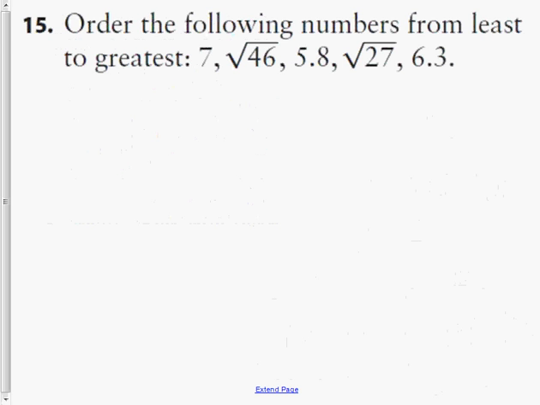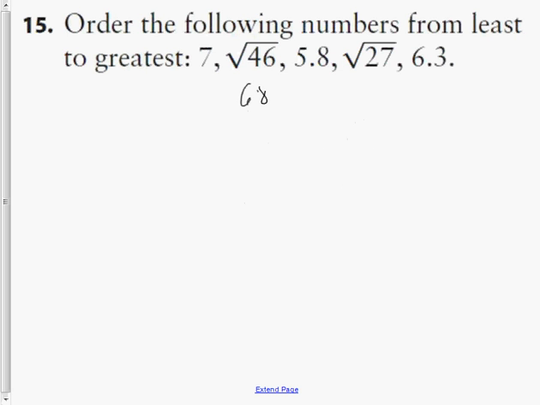Question 15 says, order the following numbers from least to greatest. So really what I want to do is change these two numbers to decimals. Square root of 27 is going to be 5.2 or maybe 5.1. And the square root of 46 is pretty close to the square root of 49, which is 7. So I'm going to say it's probably 6.8, roughly. So that's 6.8, and that's 5.2.